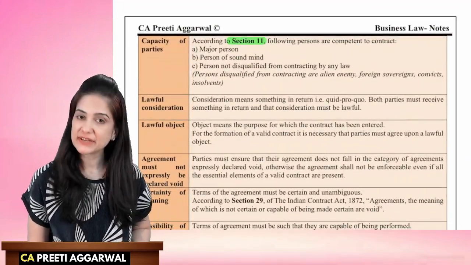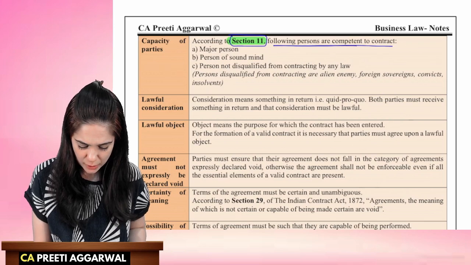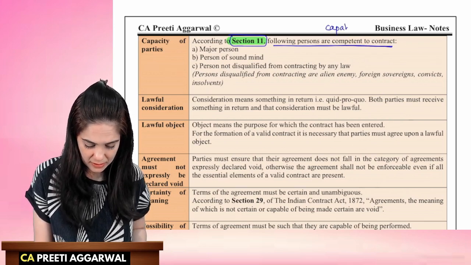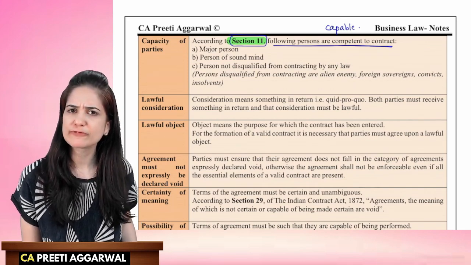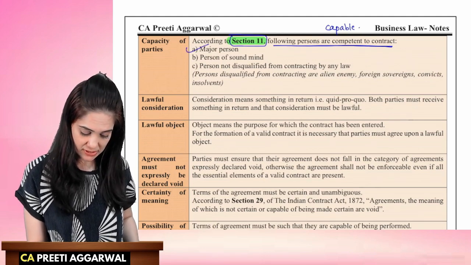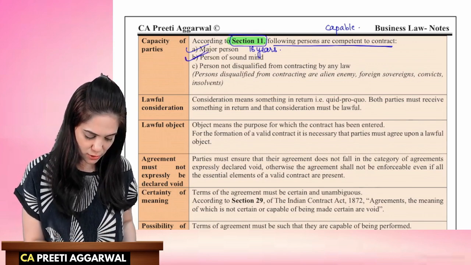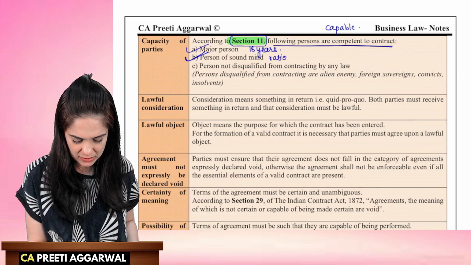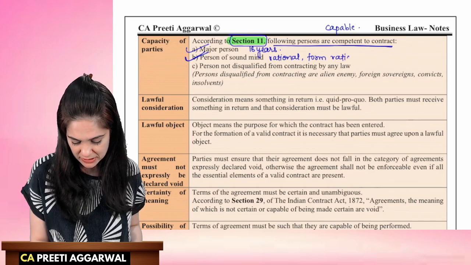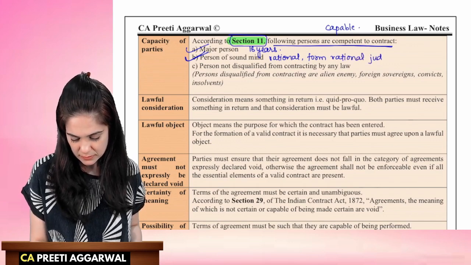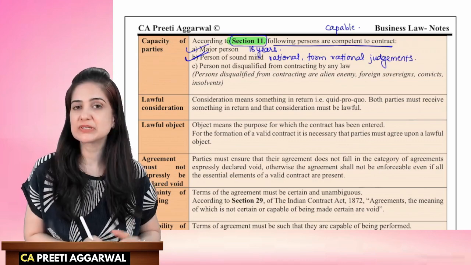Parties must be capable of entering into contract. Section 11 specifies the persons who are competent. Competent means they are capable of entering into a valid contract. So, who are capable of contracting? A major person, someone who has completed 18 years of age. A person of sound mind. Sound means he is a rational person. He can form rational judgments. He can take his own decisions. Only such persons are capable of contract.